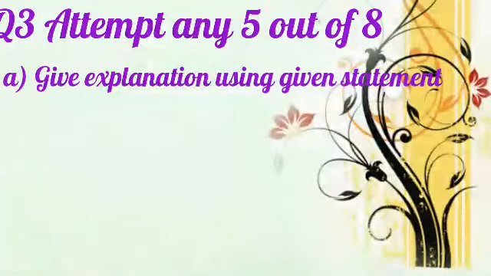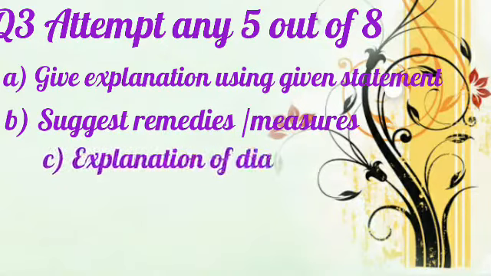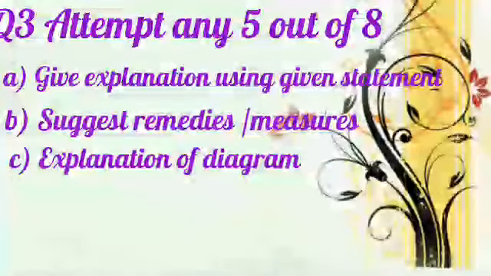First one, give explanation using given statement. So a statement will be given to you. You have to explain it in a scientific way, including the scientific concept. Second one is suggest remedies or the measures. In this question, the student has a question based on a general problem or effect related to daily life.